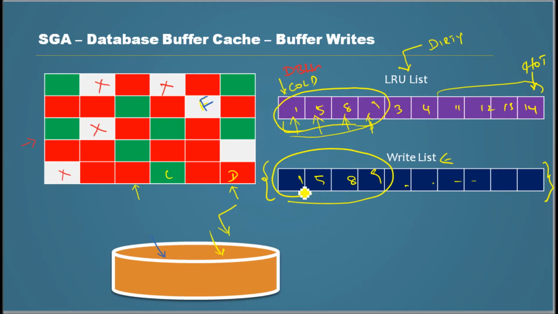From here Oracle gets the list of blocks that need to be moved to the data file, and then it flushes them. I wouldn't use the word flush, but basically it moves them to the data file. Meaning that whatever gets moved, the corresponding blocks here become free. That's how Oracle operates.